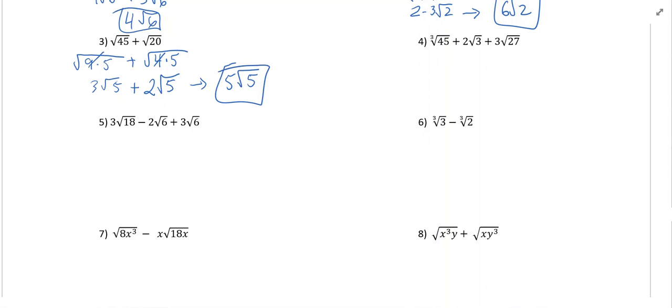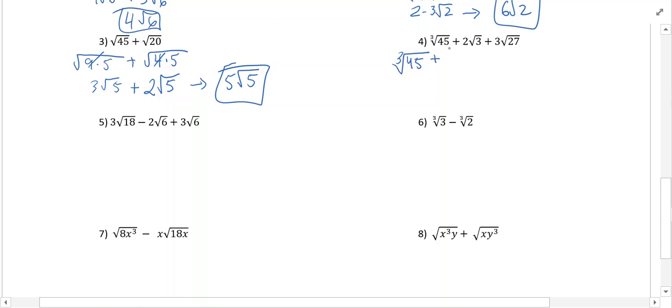Okay, so for number 4, we have to simplify it. So this one is saying the cube root of 45. Well, there is no perfect cube factor of 45, so I just need to leave it alone. So I'm going to just rewrite it as the cube root of 45 here. 2 rad 3 is already simplified, so I'm just going to rewrite it. But 27 does have a perfect square factor. So I'm going to say 3, and then I'm going to simplify this. 27 can be 9 times 3. So again, I'm just bringing down the cube root of 45 here, plus 2 rad 3.